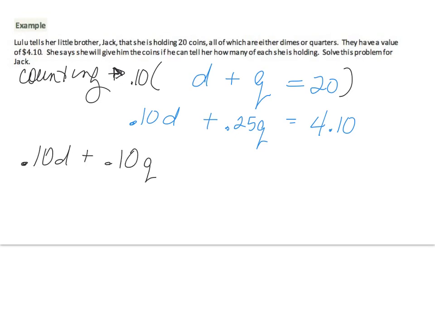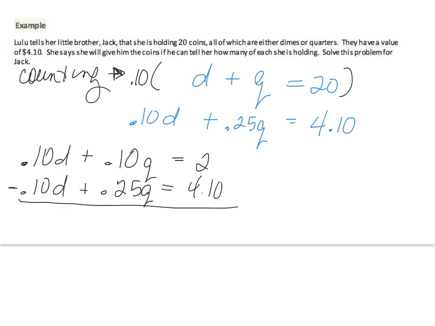So 0.10d plus 0.10q equals 2, because 0.1 times 20 is 2. And I'm just going to subtract from that 0.10d plus 0.25q equals 4.1. So I'm subtracting this whole second equation from the first. That means my d terms cancel. And I've got 0.1 minus 0.25, that gives me negative 0.15. And 2 minus 4.1 gives me negative 2.1.